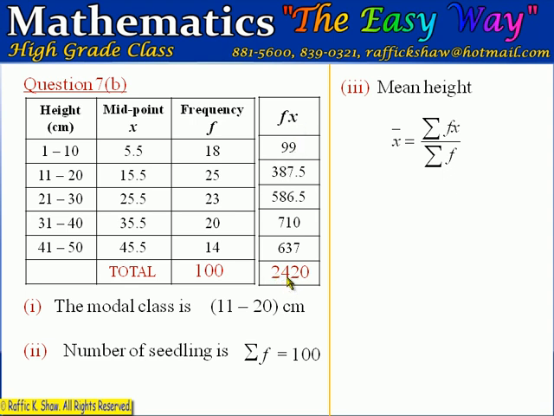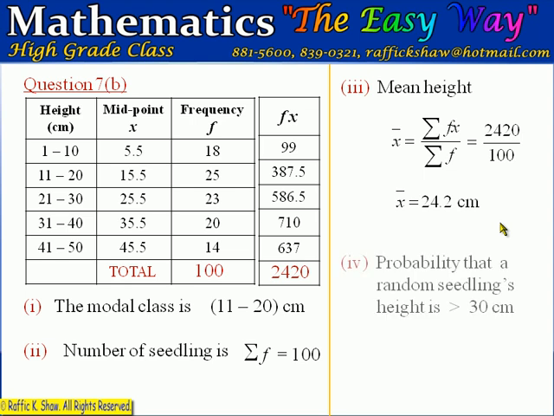Basically what this represents is the sum of the height of all the seedlings, all 100 seedlings. And then the sum of the height of all 100 seedlings divided by 100 will give us the average height or the mean height of the seedlings. So then based on this table, the mean height would be 2,420 divided by 100, and so the mean height is estimated to be 24.2 centimeters. That's the mean height of the seedlings, and that's the answer for part 3.